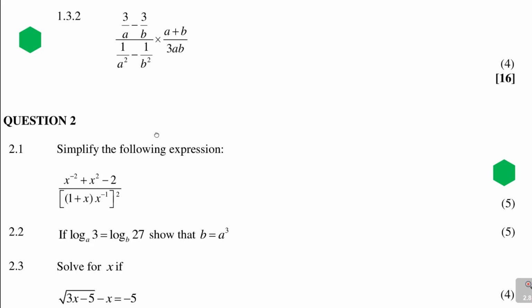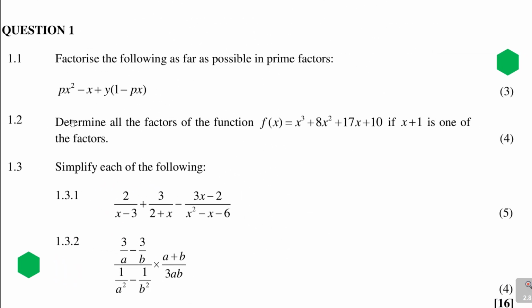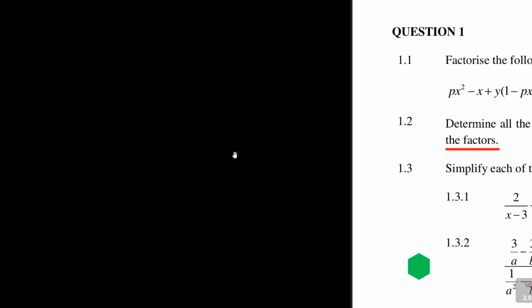Let's go to the next question. The next question is question 1.2, 4 marks. It says determine all the factors of the function, if x plus 1, there is the key now, x plus 1 is one of the factors. The good thing is they have already given you the factors. 4 marks.